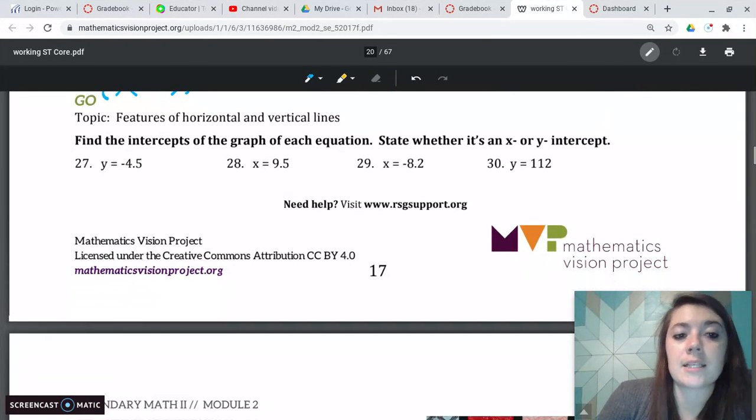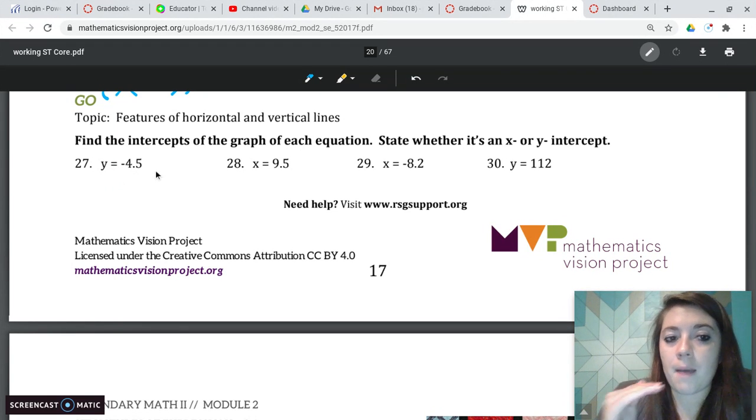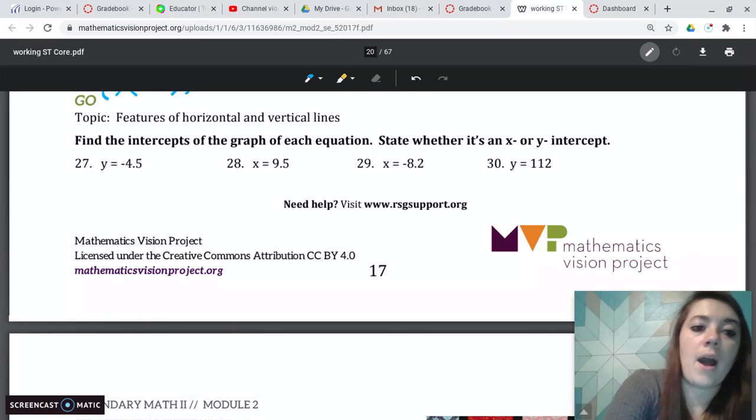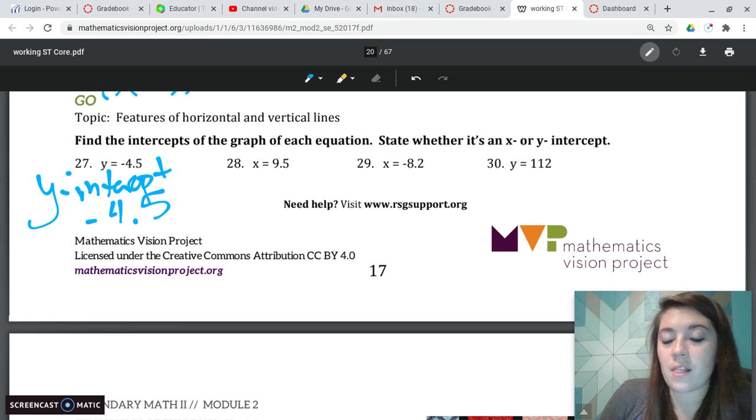All right, last but not least, find the intercepts of the graph of each equation. State whether it's an x or y intercept. So we have just y equals negative 4.5. That means this is a line that only ever crosses the y-axis, which means it only has a y-intercept. So it's the y-intercept, and it's negative 4.5. So these are fairly easy. It's all about thinking what they look like on the graph. So essentially, it kind of gives you its answer in the question.